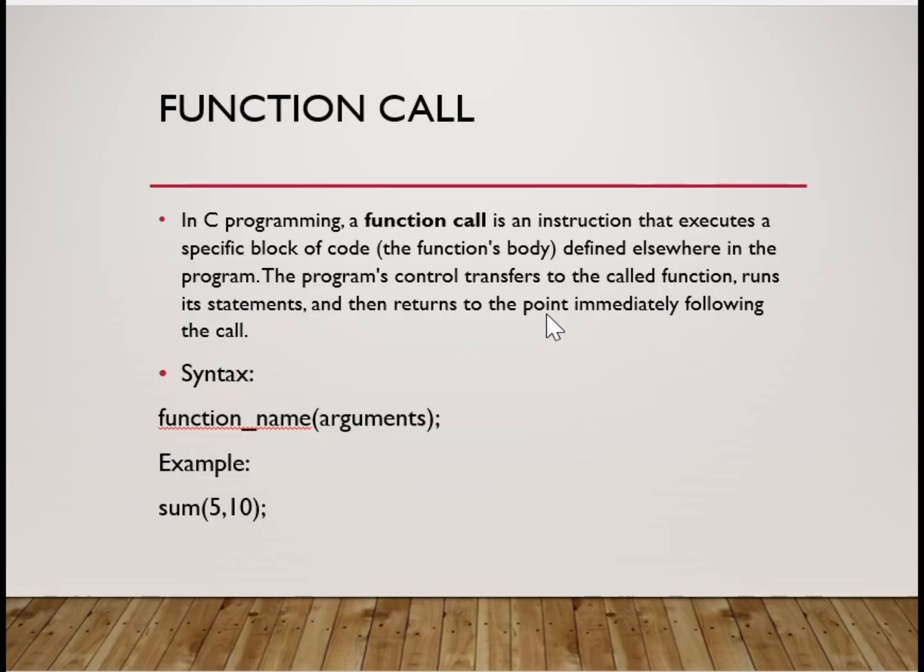Now the final step is the function call. A function call is used to execute the function. The syntax is very simple: function name and arguments. Let us see an example: sum(5, 10). Here we are passing 5 and 10 as arguments to the function. When this statement runs, the program goes to the sum function, executes its code, and then returns the result.